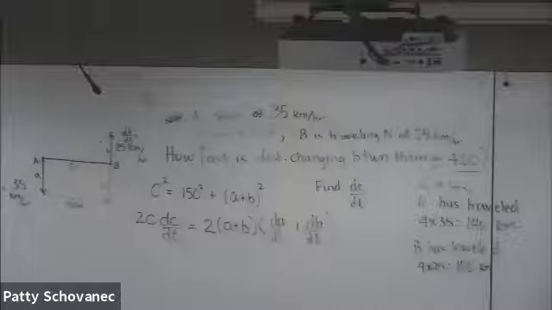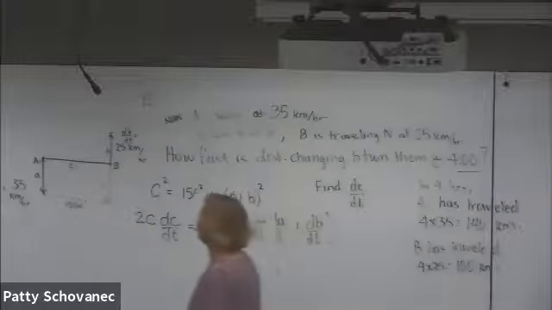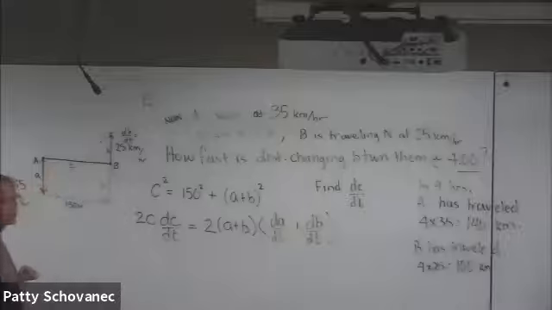What do you mean the change of B is 0? Oh, wait, what's your distance? I only label things that are moving. This is changing and that's changing. Okay.